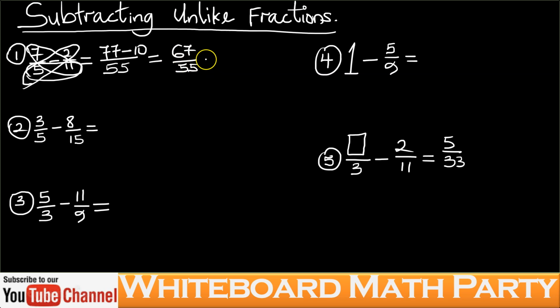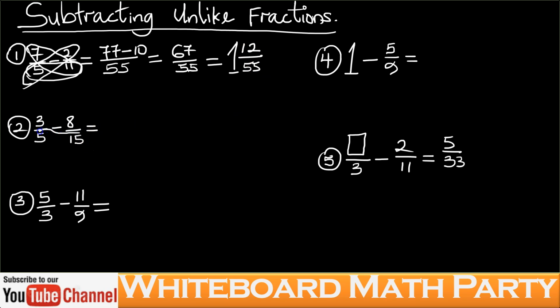All I will need to do now is to simplify the improper fraction into a mixed number. And that's going to give me 1 whole, and 67 minus 55 is 12. So 1 whole, 12 over 55. That's what it is. There is no common factor here, so we proceed to the next number.